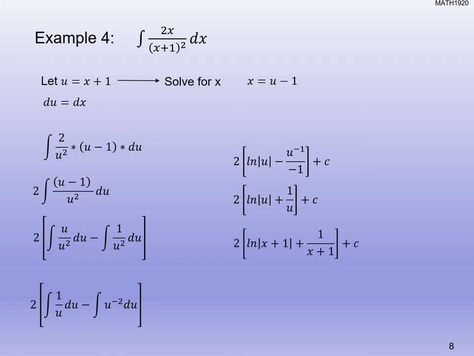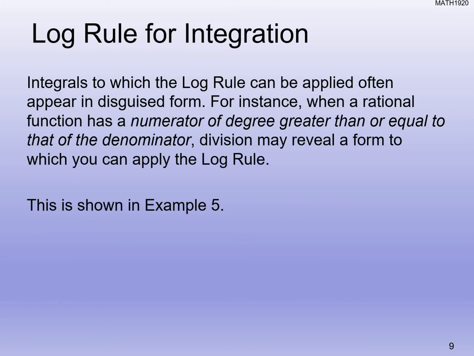Okay, so we get 2 times the natural log of the absolute value of x plus 1, plus 1 over x plus 1, times c. Okay, and then we can distribute the 2 through for our final answer as we go through there. Okay, so that was one of the more complicated ones where we had to do a double substitution type scenario.